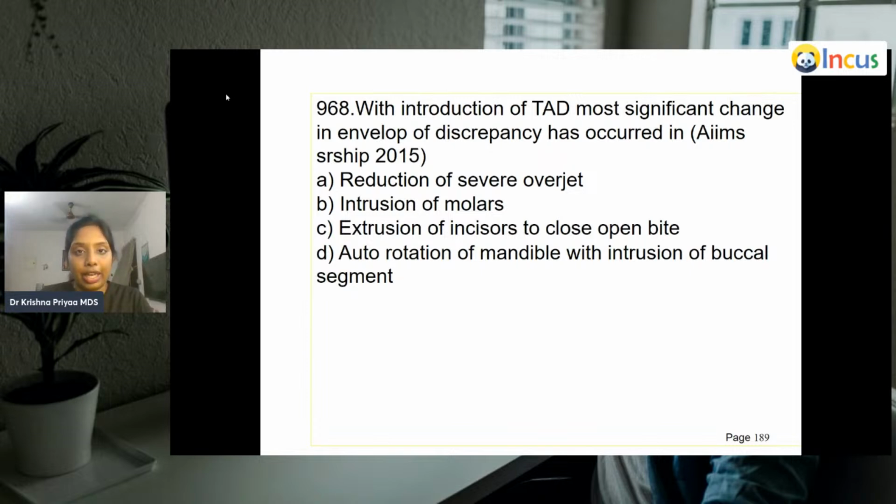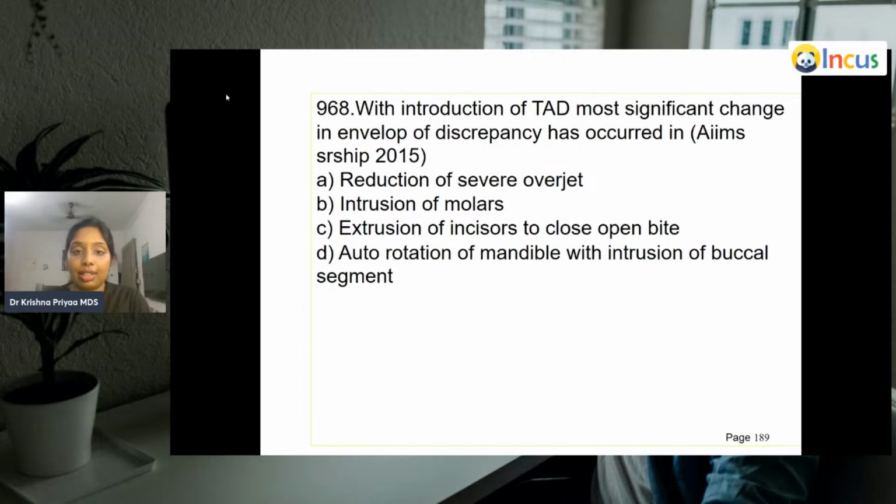So with the introduction of TAD, TAD is nothing but an absolute anchorage. So whatever we could achieve using an orthodontic principle, a TAD would achieve more. For example, if in orthodontics the anterior tooth movement can be brought up to 5 mm, a TAD can bring it up to 7 or 8 mm. So always it will be more than what an orthodontic principle can achieve. With that in mind, let us go to the question. Reduction of severe overjet, intrusion of molars, extrusion of incisors to close the open bite, auto rotation of mandible with intrusion of buccal segment.